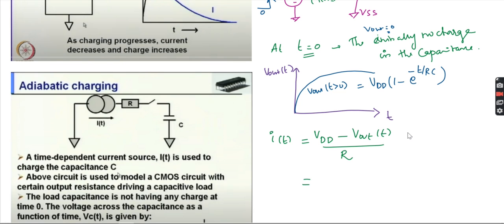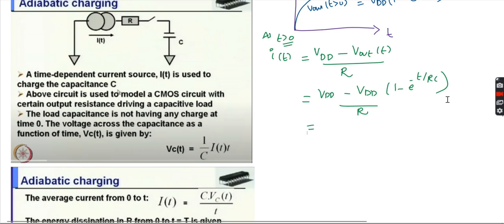As we already know what V out is, this is for t greater than 0 only, there will be some amount of current flowing. So t is greater than 0. VDD minus V out of t is equal to VDD into 1 minus e to the power minus t by RC. So substitute this over here. We will get VDD minus VDD into 1 minus e to the power minus t by RC, divided by R. Now we can simplify this. When you simplify, we will get VDD by R into e to the power minus t by RC. This is nothing but your I of t.